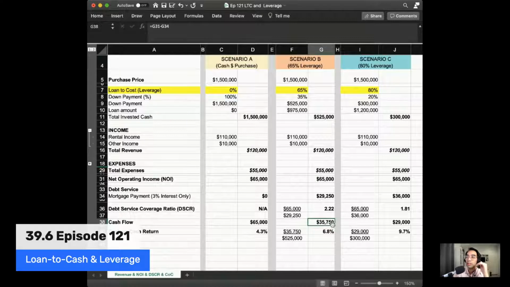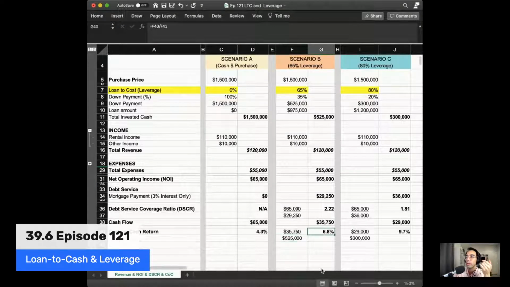It's only $35,750. But that's because you have to pay $29,000 to the mortgage. But what happens when you do this is you get a higher cash on cash return: $35,750 divided by that $525,000 down payment.